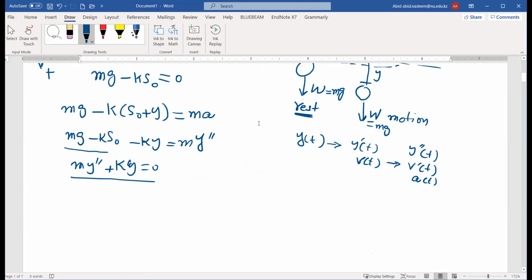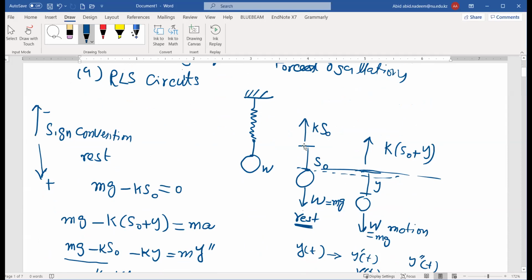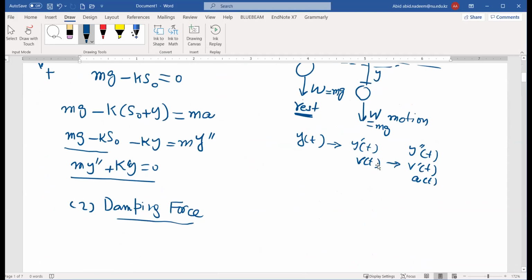So in the second case, we provide a damping force. How can we represent the damping force? It has been found that the damping force is proportional to the velocity of the motion. So the faster the spring moves upward and downward, the more the damping. The velocity we represent by y prime, so the damping force is proportional to the velocity.